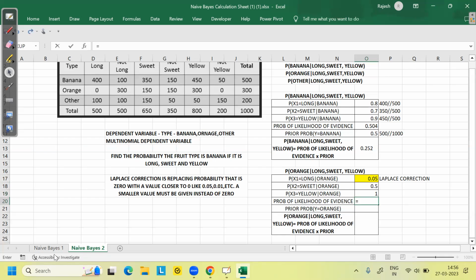Likelihood of evidence is the multiplication of all the three: 0.05 into 0.5. Prior probability of orange is 300 divided by 1000, which gives 0.075. Now calculate the probability of others.